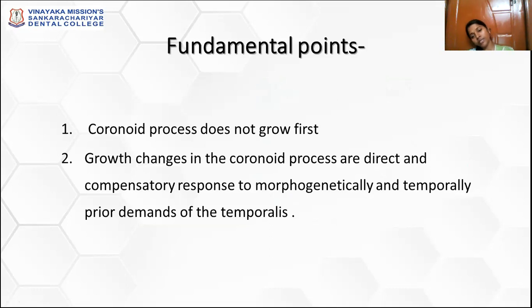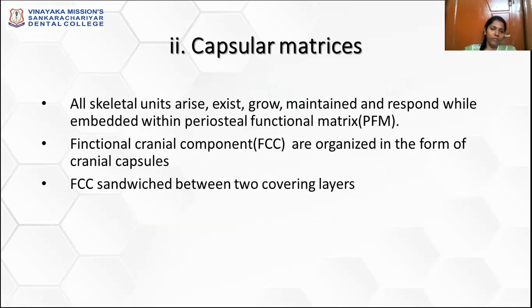The growth changes in the coronoid process are either a direct or compensatory response to the morphogenetically temporally prior demands of the temporalis muscle. First comes your muscle. Once the muscle has started, from origin to insertion, after this the coronoid process slowly starts developing further.